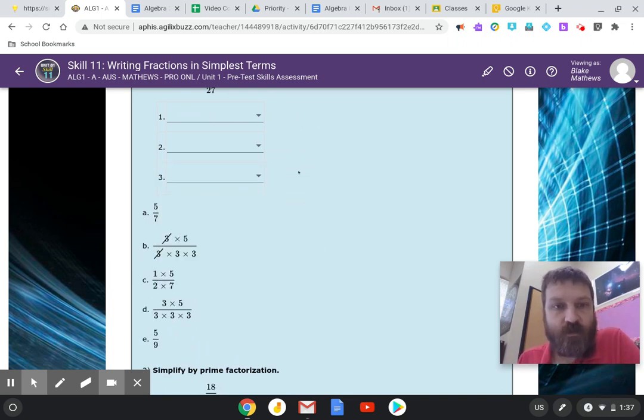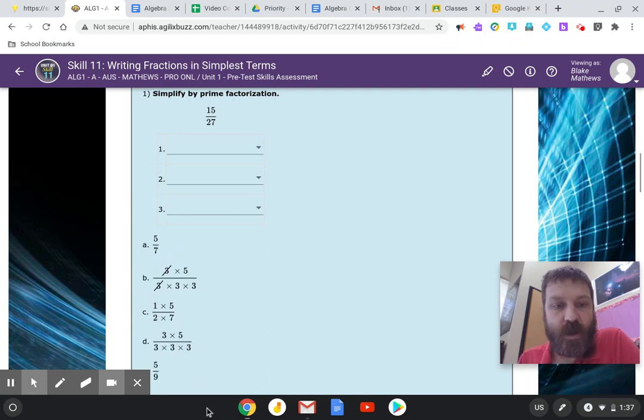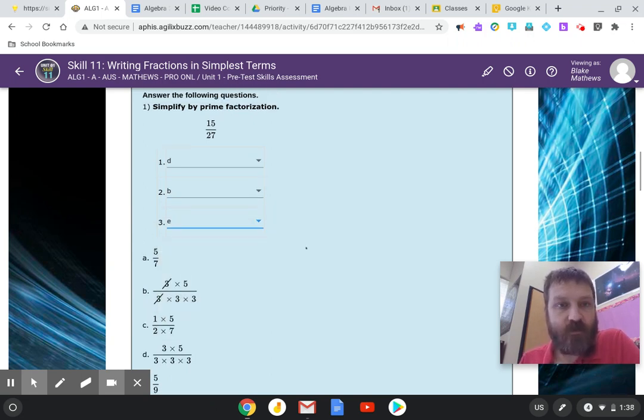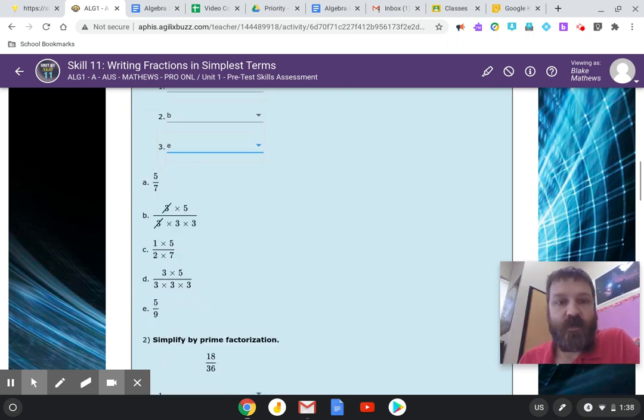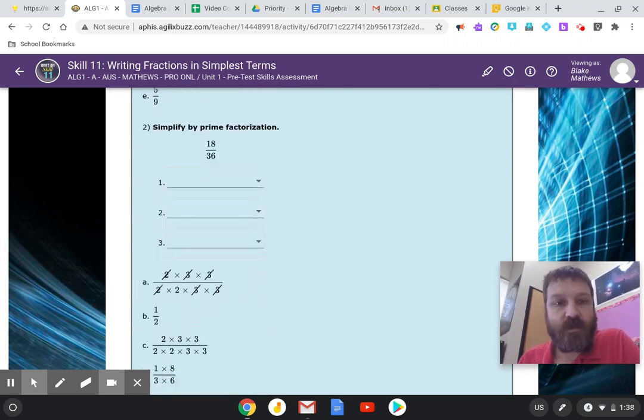Okay, so it should be pretty obvious right now. This is the factored form, D. Then we have the canceled form, B. And then 5 is on the top, 3 times 3 on the bottom makes 5 over 9, and so E. So there's your answer for the first one, but that's what you're going to do for the rest of these. Prime factors, reduce everything, then write the final result. And that is it for skill 11.